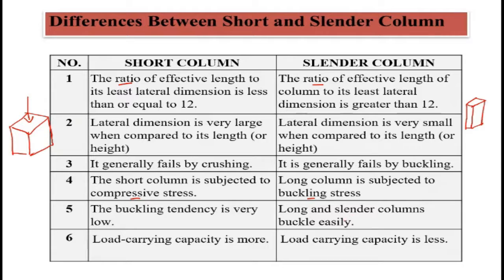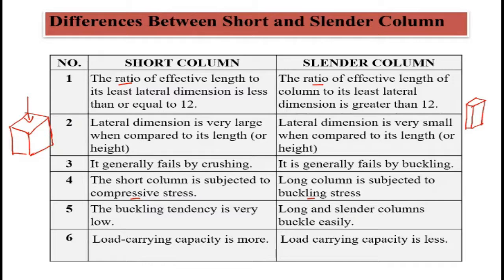Tapi tendency of slender column to buckle is very high. So it's very easy to buckle. Ingat kita buat buckling test, kita gunakan slender specimen, so it's easy to buckle. Even kita letak load sikit pun dia dah easy to buckle, senang. So actually short column will carry more load. Berbeza dengan slender column, load carrying capacity is less.